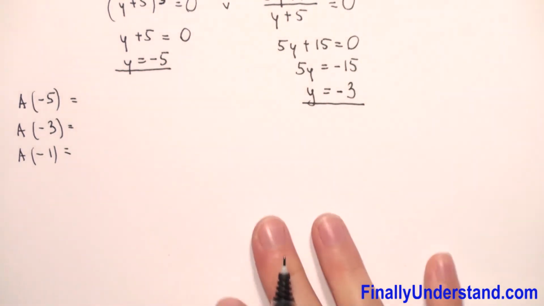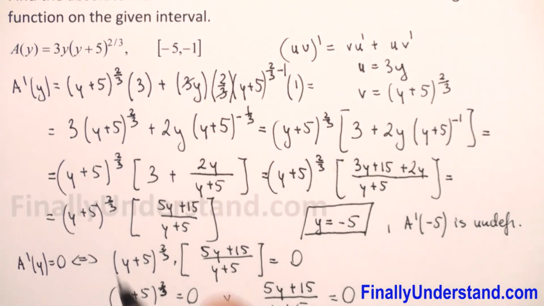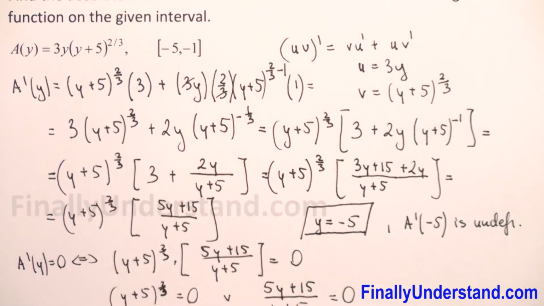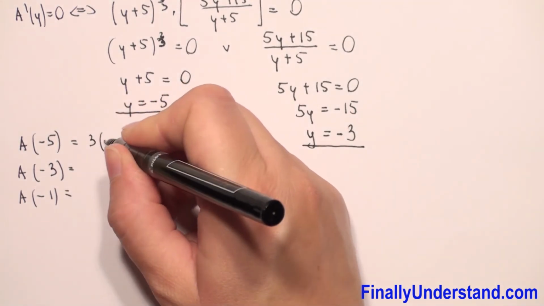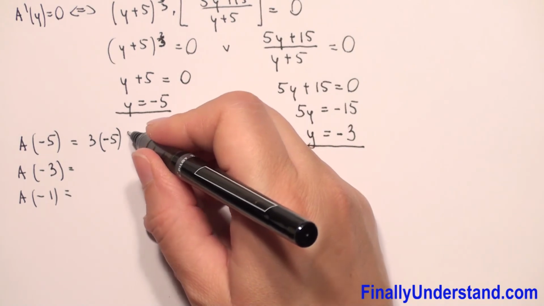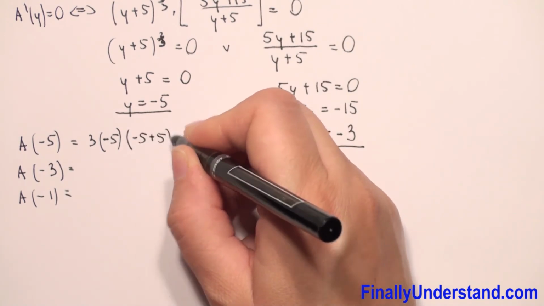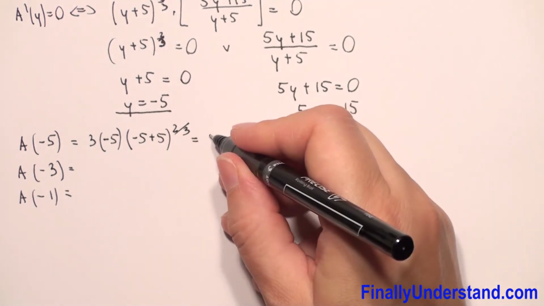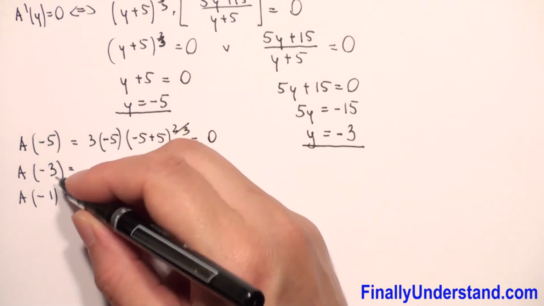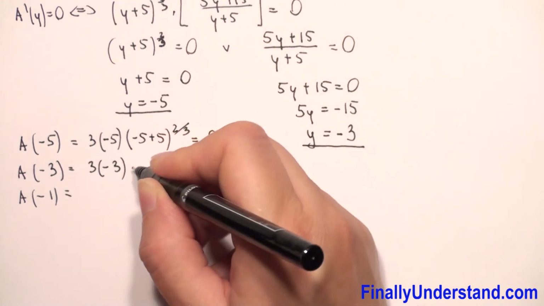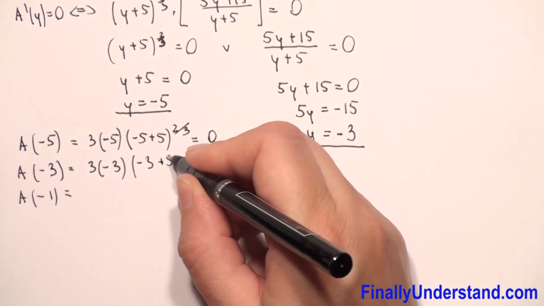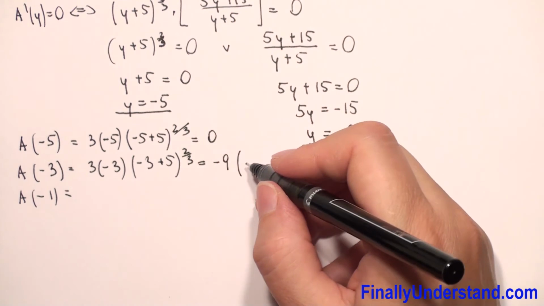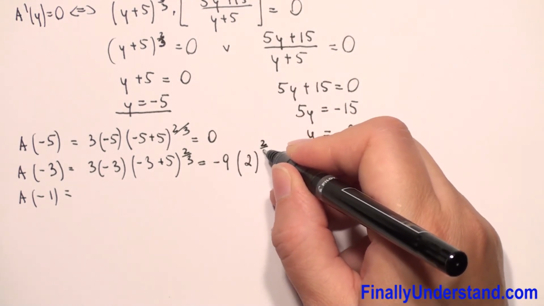So we have to replace first y by negative 5 in our original equation. So it will be 3 times negative 5 times we have (negative 5 plus 5) to power 2 over 3. So this is equal 0 because negative 5 plus 5 is 0. 0 times negative 15 is still 0. Now we have to put for y negative 3. So we have 3 times negative 3. In parentheses we will have (negative 3 plus 5) to power 2 over 3. So this is equal negative 9 times (negative 3 plus 5 is 2) to power 2 over 3.